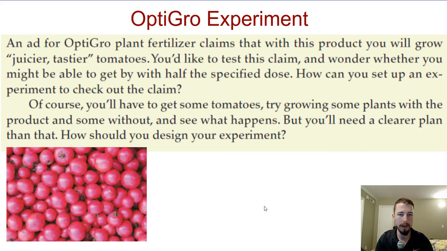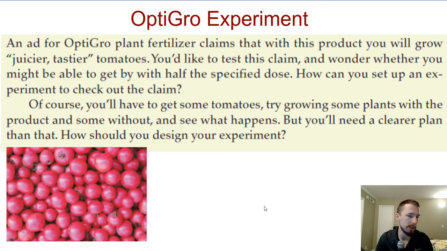All right, so we have this example from the textbook, which is the OptiGrow experiment. So an ad for OptiGrow plant fertilizer claims that with the product, you will grow juicier and tastier tomatoes. We'd like to test the claim and wonder whether you might be able to get by with half the specified dose. So they want you to use the full dose, so that you have to buy more fertilizer, but would we get good enough results or as good of results with half the dosage? So that's a good experiment to know, right?